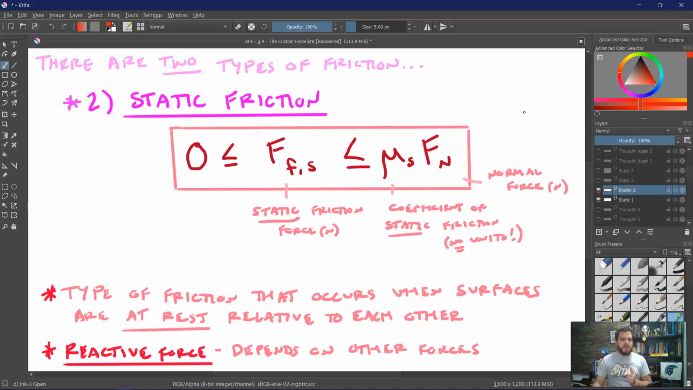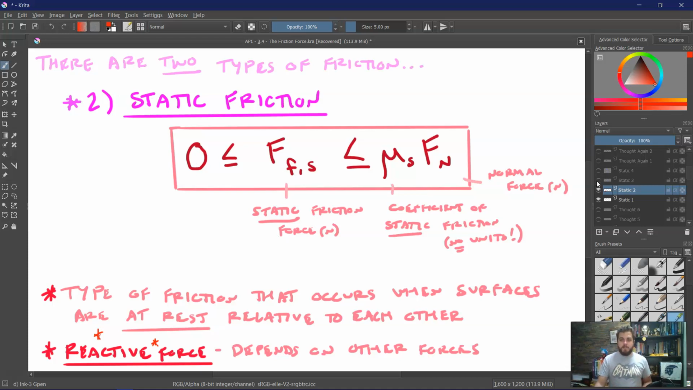And the big thing here is that the static friction force is what is known as a reactive force, meaning that the value is not going to be constant. The value really depends on other forces acting on the object. So we just saw a second ago that if you didn't even push the tire, so there was no force of you pushing to the right or left, well then there couldn't be a friction force to the right or left. So first off, the static friction force could be as small as 0.